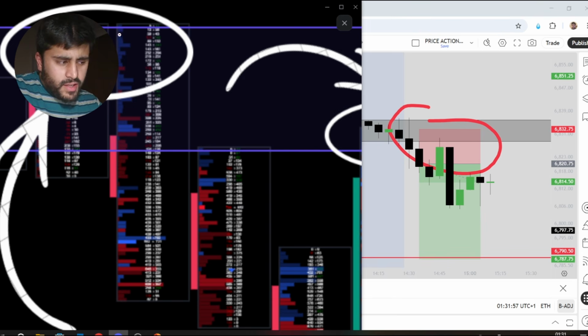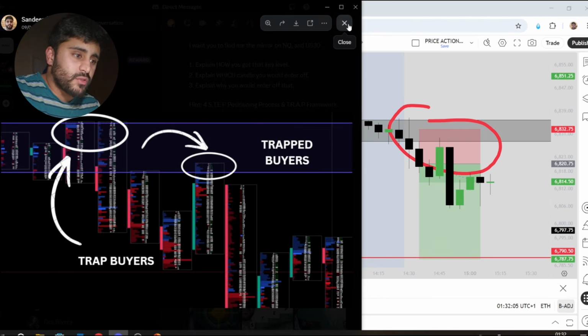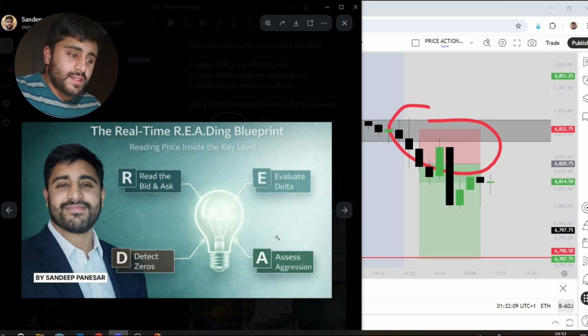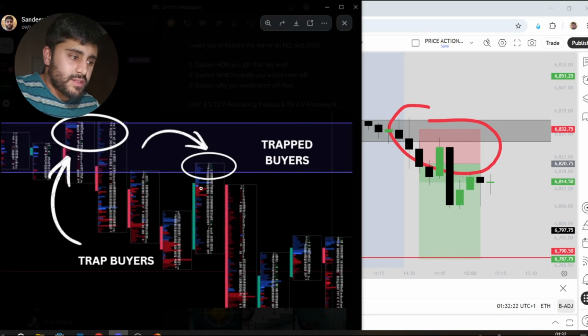So when we're looking here, what we can see is aggressive buyers, or blue delta, which signifies that buyers are being aggressive. And so that leads on to the A. The A in READ is assess aggression. Once we've evaluated the delta, we want to assess aggression. Once we've assessed aggression, we can see buyers are showing more aggression inside the level. We then want to detect zeros. So what do I mean by detect zeros?